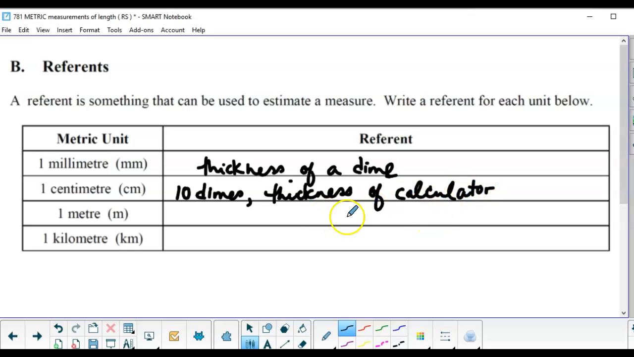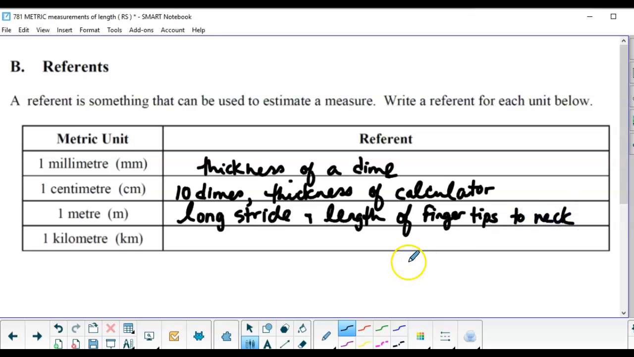1 meter is a little longer than a yard, so it would really be a long stride if you're walking, more like if you were running. And for a lot of people it's the length of your arm plus your hand, from your fingertips to your neck.